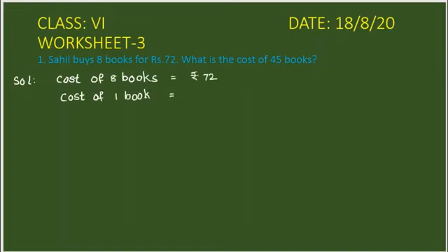Cost of 8 books is 72. Then cost of one book will be 72 divided by 8. So how many times it goes? 9 times. 8 nines are 72. So the cost of one book we have got here is rupees 9. From this we need to find now the cost of 45 books. Therefore, cost of 45 books is equal to 9 multiplied by 45.